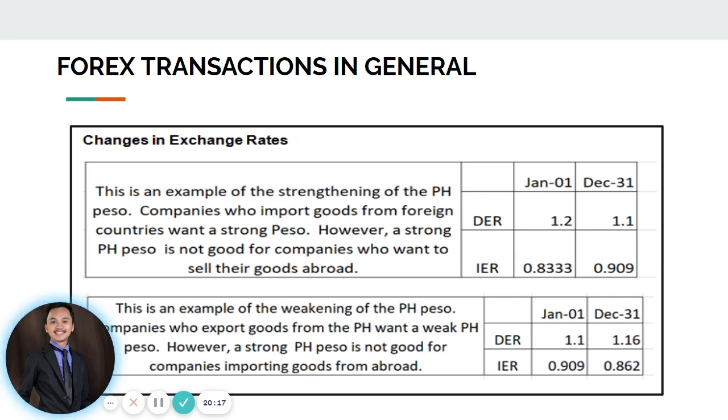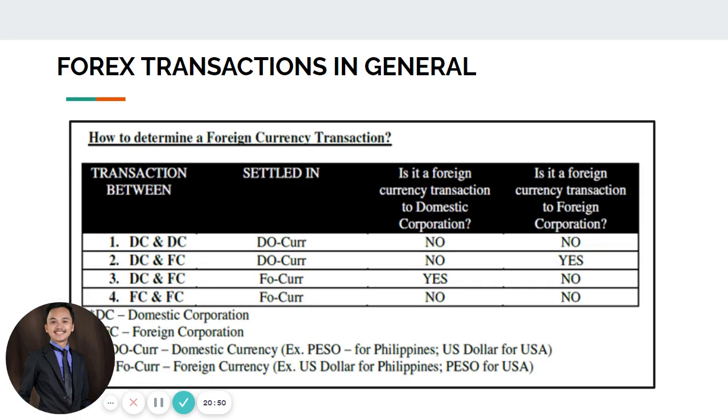What will happen if there is an increase in the direct exchange rate or a decrease in our indirect exchange rate? What is its effect on our accounting? Because later on, due to these fluctuations, due to this increase or decrease in our foreign currency transactions, it may actually require us to record a gain or loss on specific dates. Okay? Now, to continue our illustration, we have here ways on how to determine a foreign currency transaction.